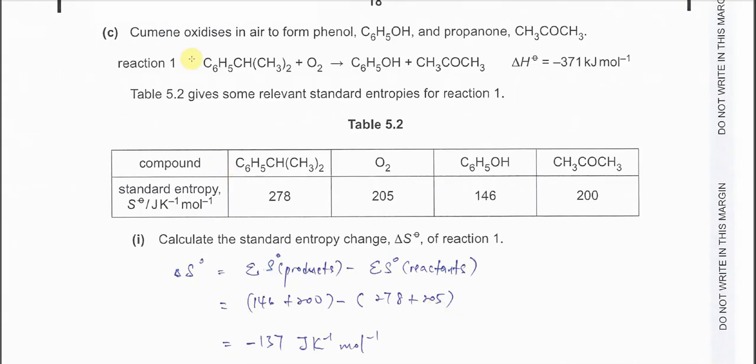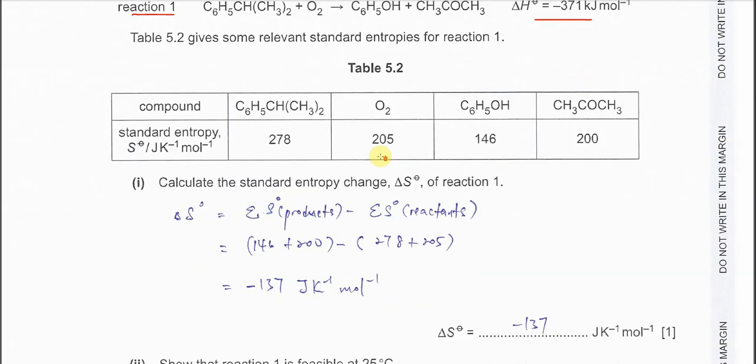Cumene oxidizes in the air to form phenol and propanone, and this is the equation for the reaction, reaction 1, and the enthalpy change is given as negative 371 kilojoules per mole. Part 1 is very easy.